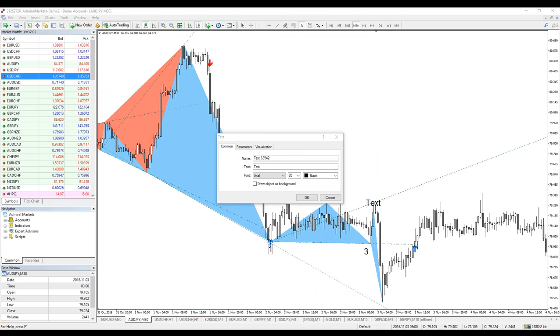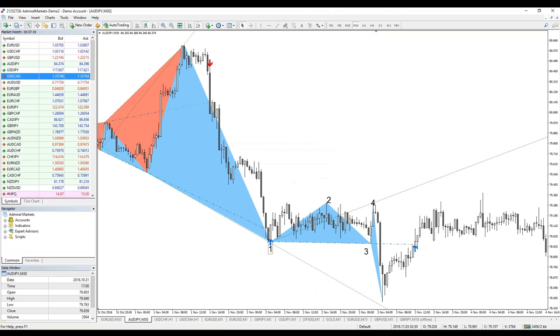Ilya is saying he can hear me. I think the sound is okay, the sound should be okay, I guess. So point 4, okay, this is point 4, guys. And finally, point 5 is the bottom after point 4. And this is point 5, guys.